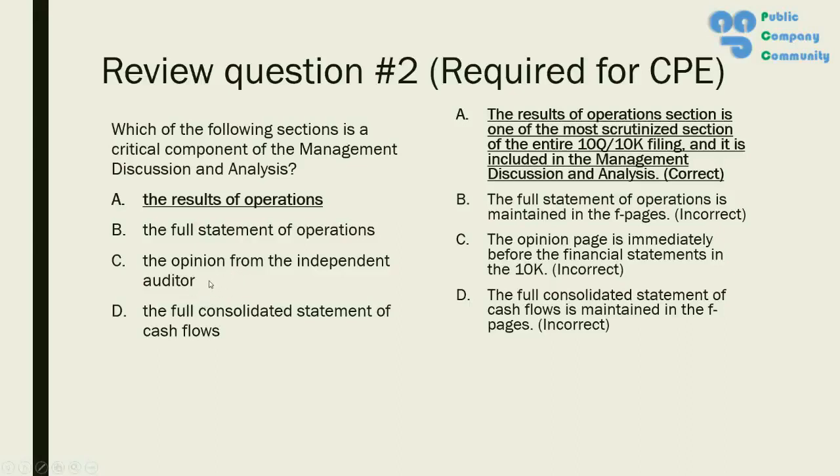The opinion from the independent auditor is not included in MD&A. If it's a 10K, that's going to be immediately preceding the F pages. And if it's a 10Q, very rarely do auditors or reviewers put the review report in the 10Q. It's not required to be in the 10Q, and oftentimes it's not included, in spite of the fact that a review was actually conducted.